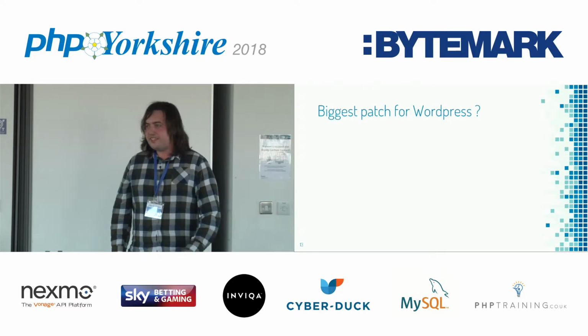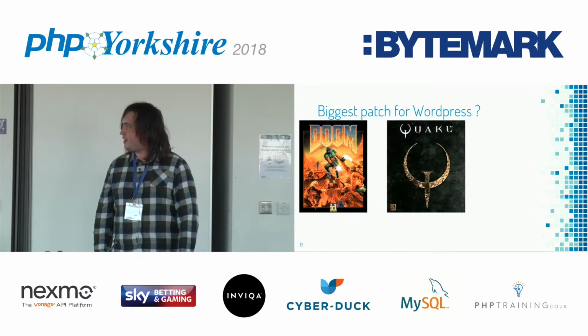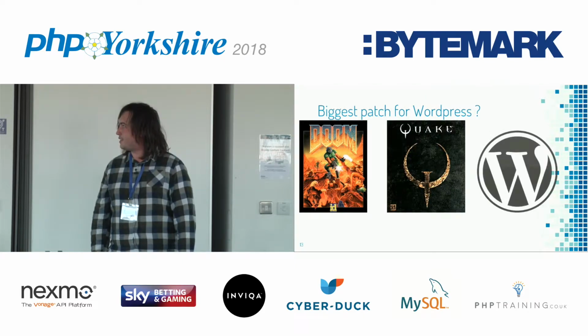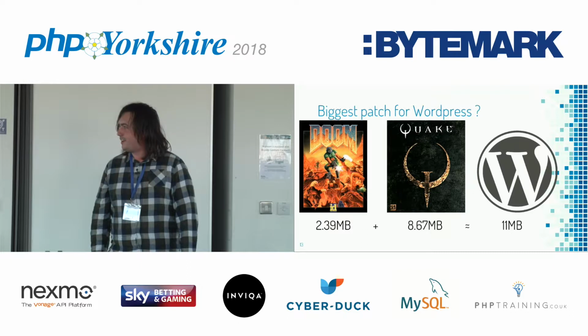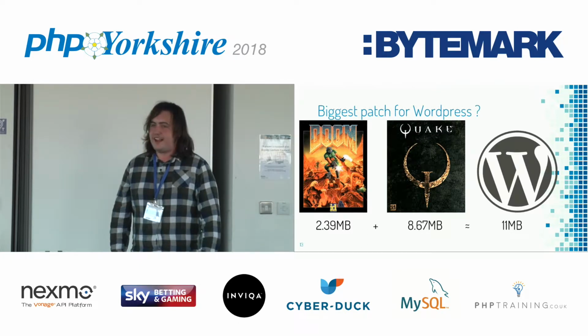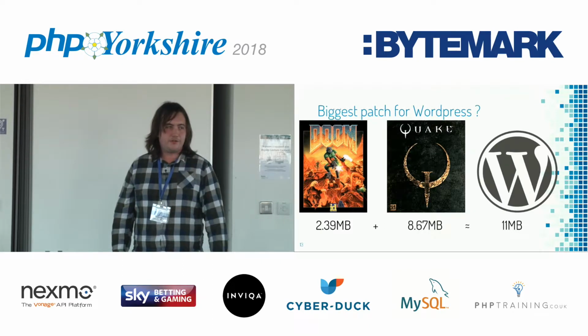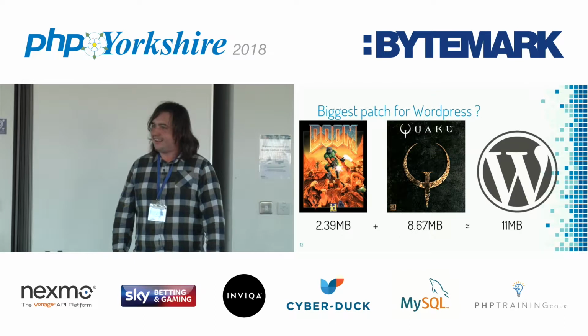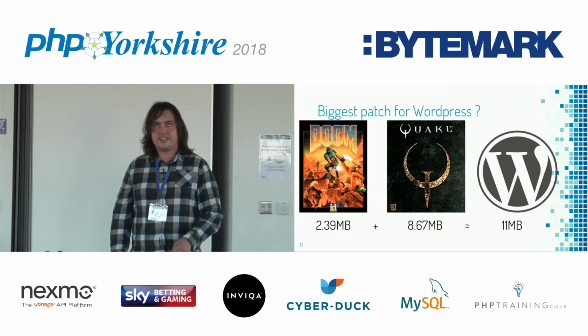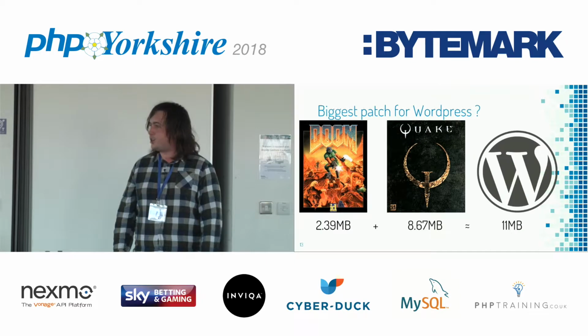So staying on this, Doom and Quake together, the original versions, are about the same size as the WordPress patch. I actually imagine that you could finish both Quake and Doom before you finished reviewing the code for this as well, because it is such a big change. So if anyone's ever tried to enforce styles retrospectively, they'll know what a huge task this is. So Juliet did a fantastic job of actually getting it merged.